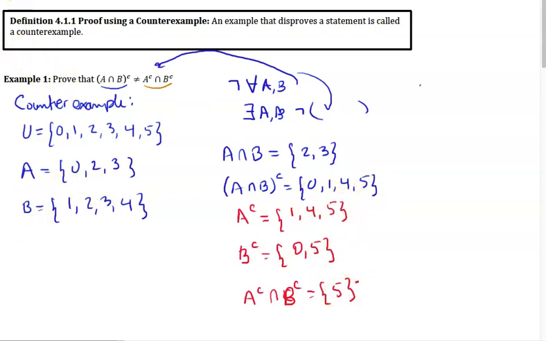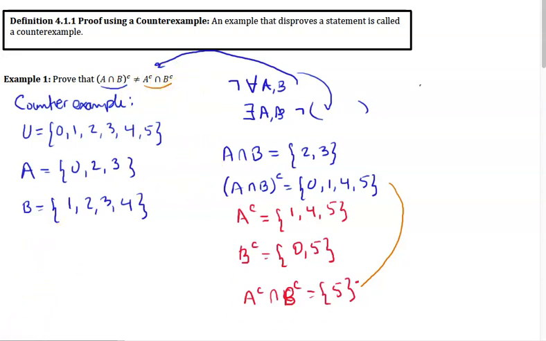All right, so now we can see this counterexample shows that for these particular sets over that universe, these expressions are not the same. Okay, so if I can find one example where they're not the same, then you say, well, these can't be equivalent for any arbitrary sets A and B. So that proves that these are not equivalent to each other.